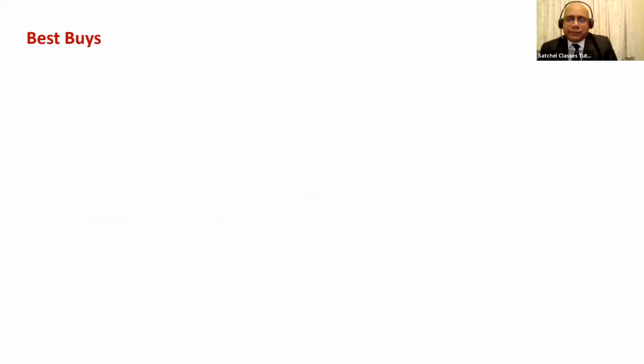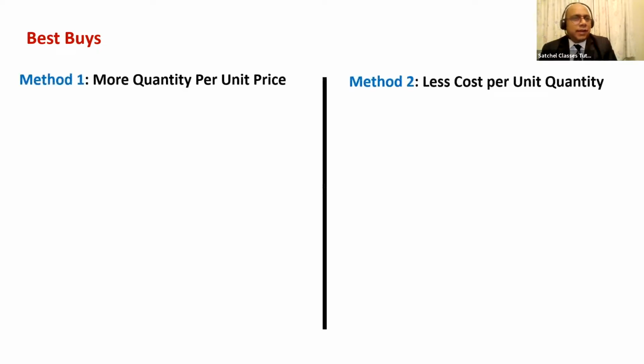As I said, there are four different methods of comparing deals. The first two methods are more quantity per unit price and less cost per unit quantity. Let's look at the first one, more quantity per unit price. Clearly, if I compare the unit price of two or more deals, the one which gives you more quantity for that unit price is clearly the better deal, right?